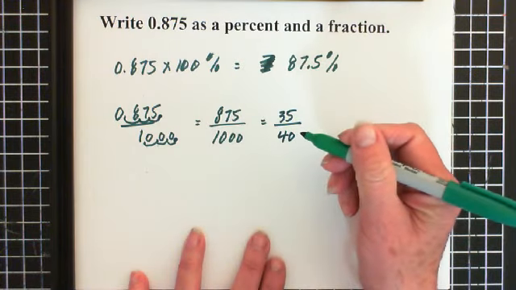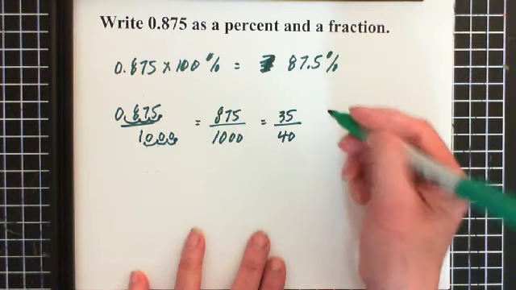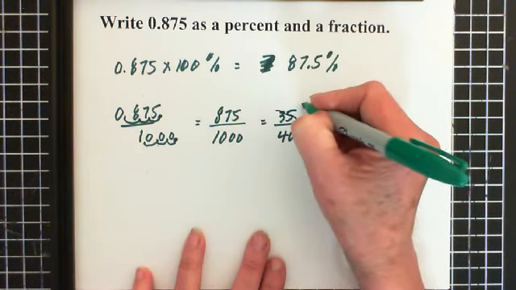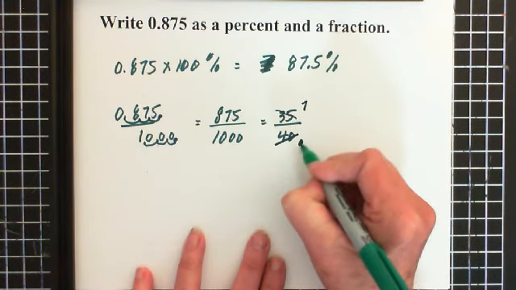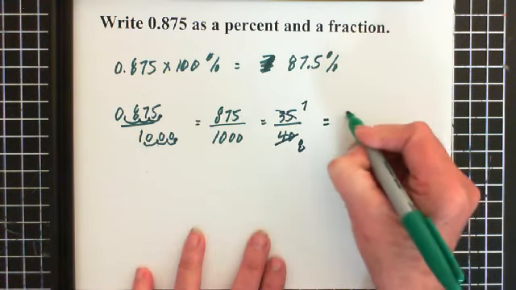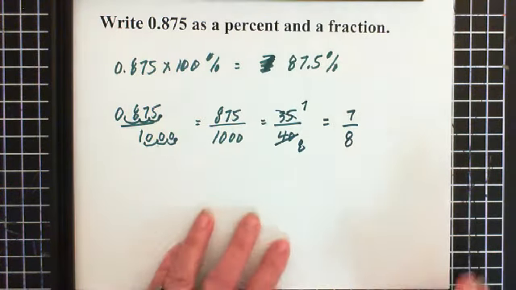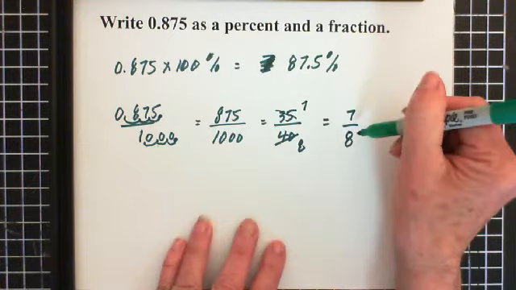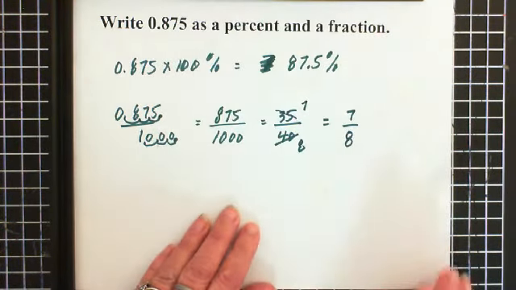Now again, we ask ourselves, what are they both divisible by? They're both divisible by 5. So 35 divided by 5 is 7. 40 divided by 5 is 8. So we end up with 7/8. So here's our percent, here's our fraction, there's our decimal, and they're all essentially the same number.